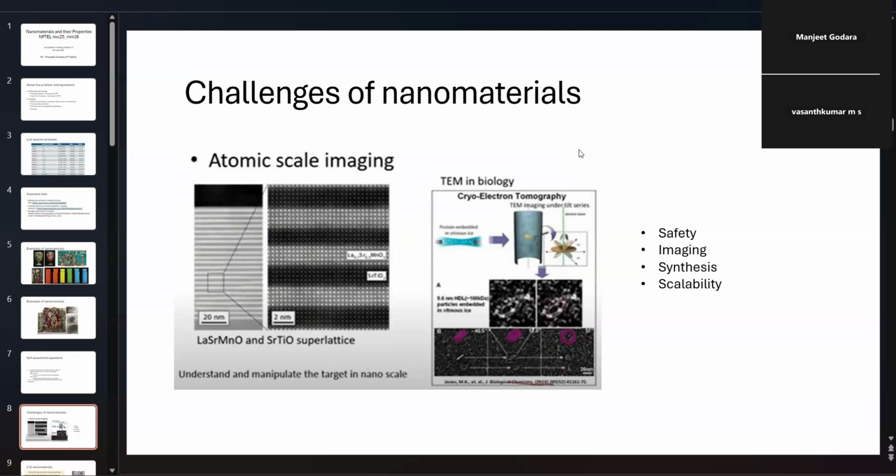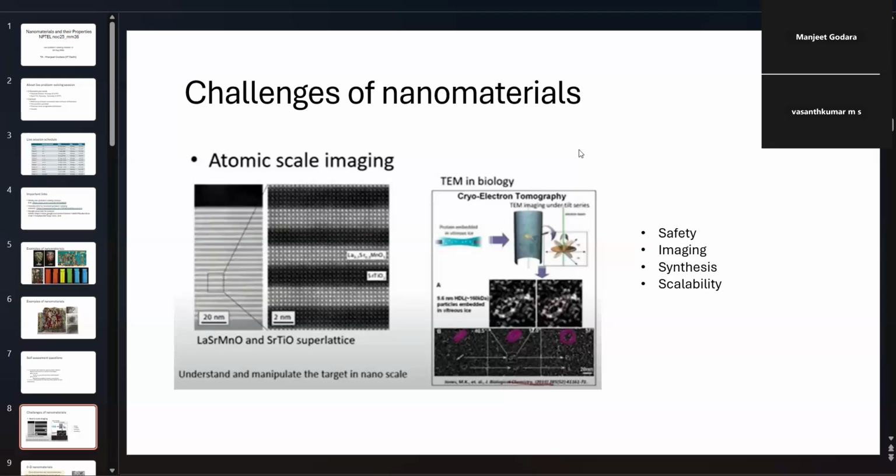And even filtering it out of water or something like that. If you pollute groundwater with it, it's difficult to remove those particles.